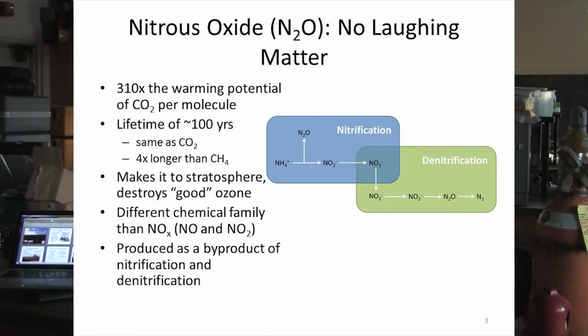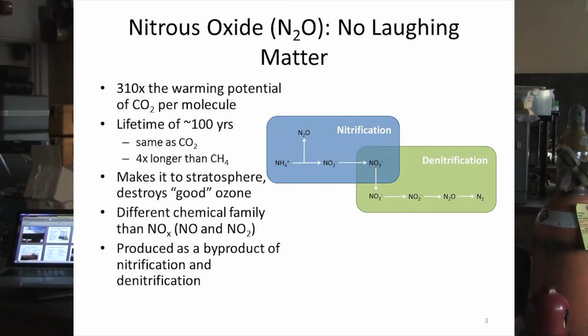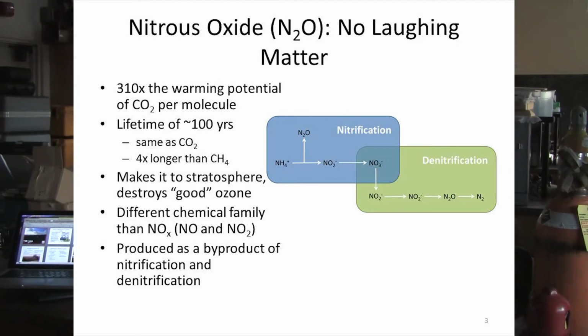So where does this nitrous oxide come from? Its main source is that it's produced as a byproduct of the microbial processes in the soil of nitrification and denitrification, which are shown here. Okay, so N2O is important in agricultural systems because agricultural soils, which are fertilized, produce a lot more nitrous oxide than natural soils.